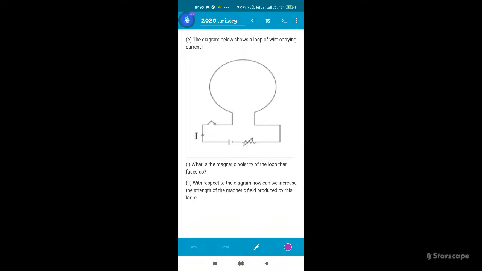We know one thing, that current will flow from the positive to the negative terminal. So the current flow will be like this inside the loop. And in order to find the polarity, you have to use the rule of N and S. In case of N, the current is moving in this direction, or anti-clockwise. And in case of S, the current is moving in this direction, that means clockwise. So in our case, in which direction is the current flowing? Clockwise direction. So the answer will be south.